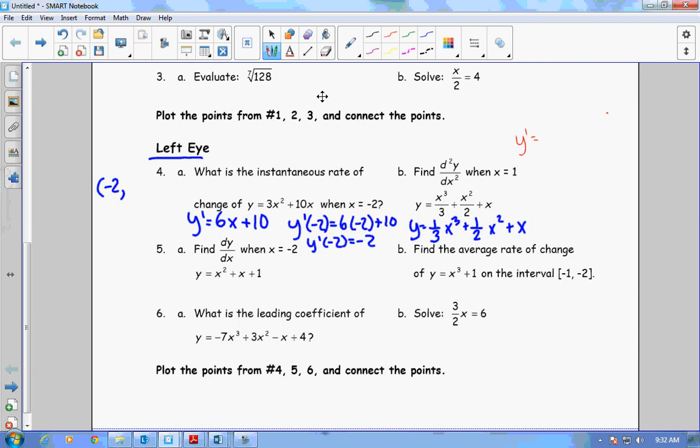Okay, let's hear y prime. Rebecca, what'd you get for y prime? X squared. Good. And y double prime, which is the same thing as saying d squared y over dx squared, equals, John? Yep. So we want to evaluate y double prime when x is 1. You just plug in 1, and we get 3, right? So on your picture, that would be the y, okay, to begin drawing the left eye.